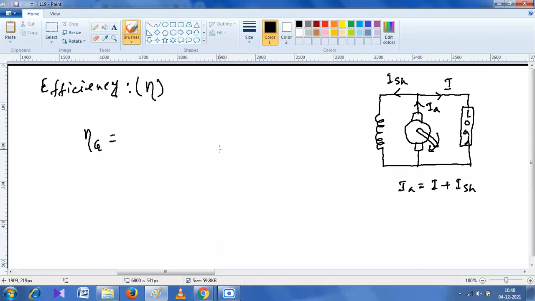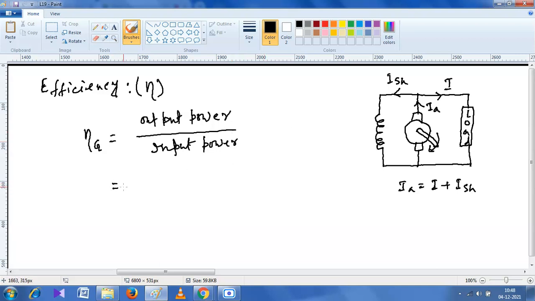Then tell me what is the definition of efficiency, in terms of the ratio of two quantities. What are these? Efficiency is output power over input power. This is the ratio between output power to the input power.